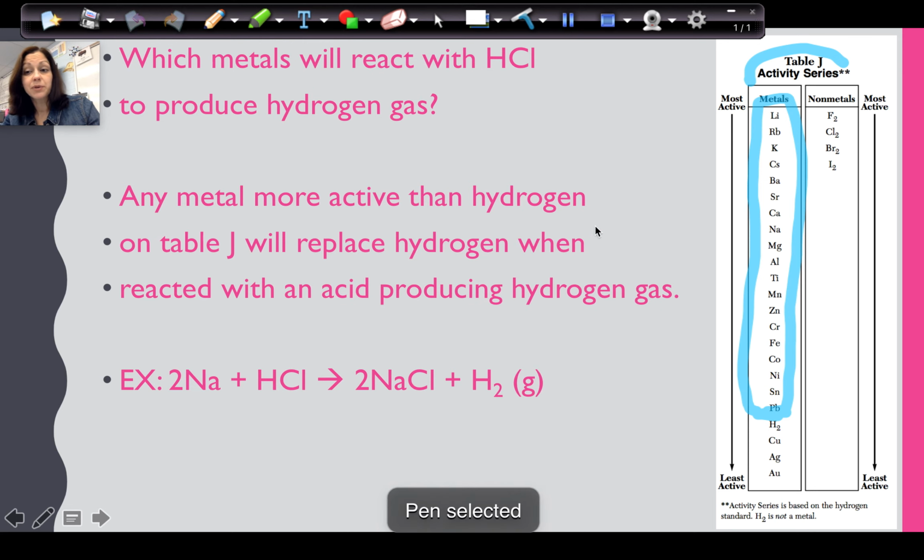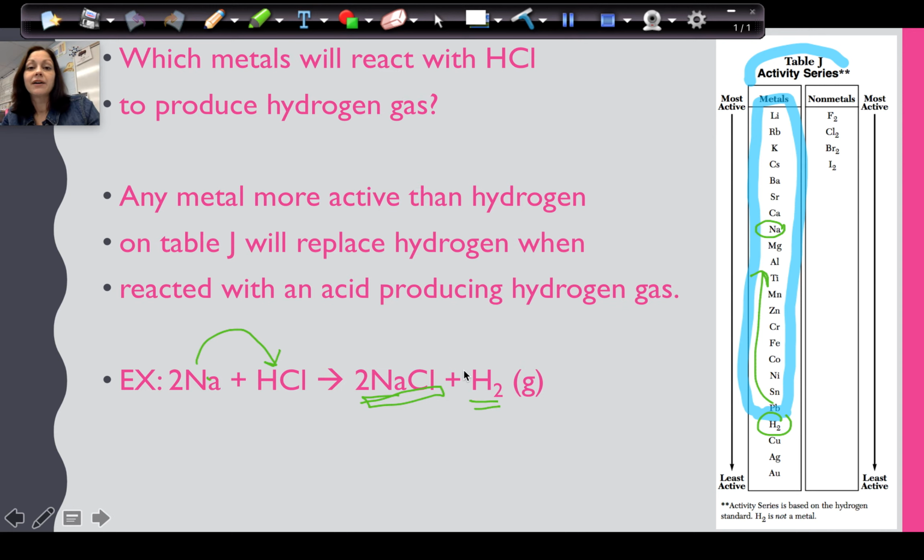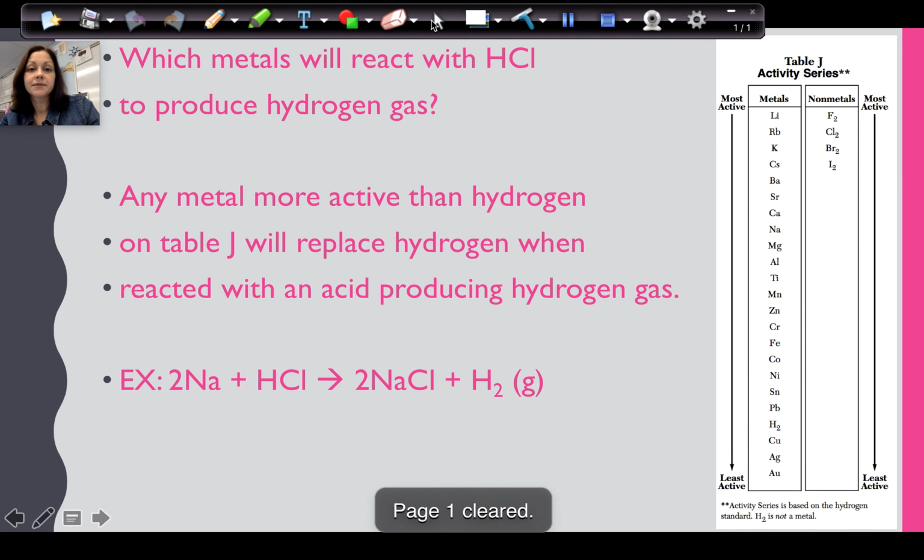So for example, sodium is here, hydrogen is all the way down here, so sodium is above hydrogen. If we react sodium with hydrochloric acid, the sodium is more active than the hydrogen, so it reacts in a single replacement reaction where it actually kicks the hydrogen out of the compound. The sodium becomes an ion, and the compound becomes sodium chloride, that product, and then the hydrogen comes out of the compound and is released as hydrogen gas.